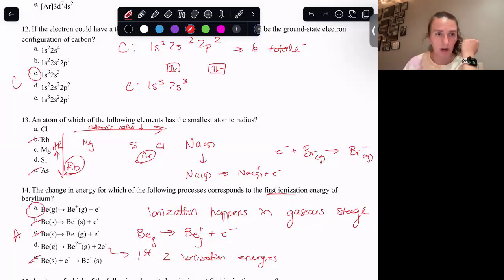Those are all going to be in the same period, so we have to look at those 3 going across the periodic table. And as the atomic radius goes down the farther right we get, chlorine will be your smallest atom.